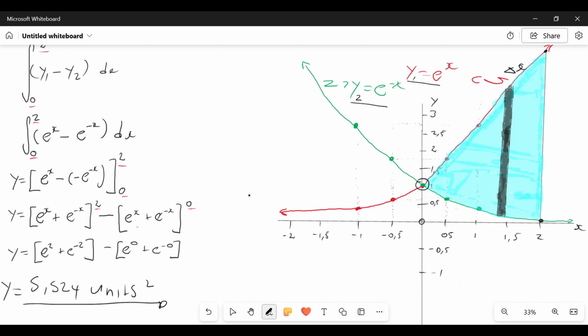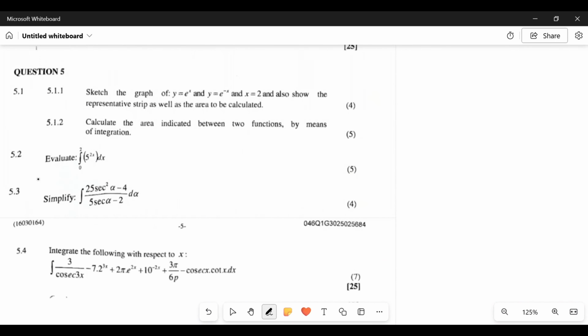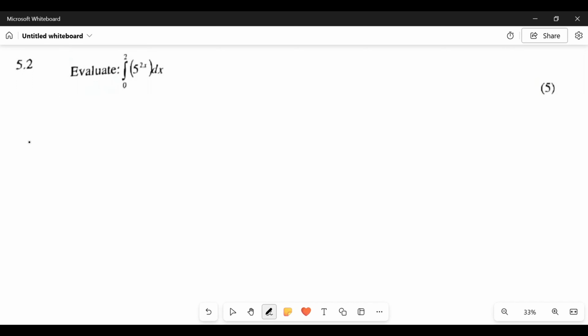I hope you guys managed to understand this. So we are done with 5.1.2. Let's go and do the next question. All right, guys, let's look at the next question, which is 5.2. Now our 5.2, it's this one here. I'm gonna copy it, do it where there is space, and then we solve it. All right, guys, here is our 5.2.